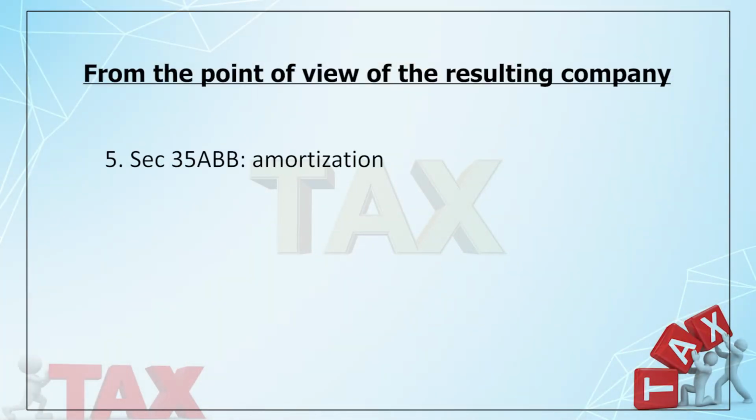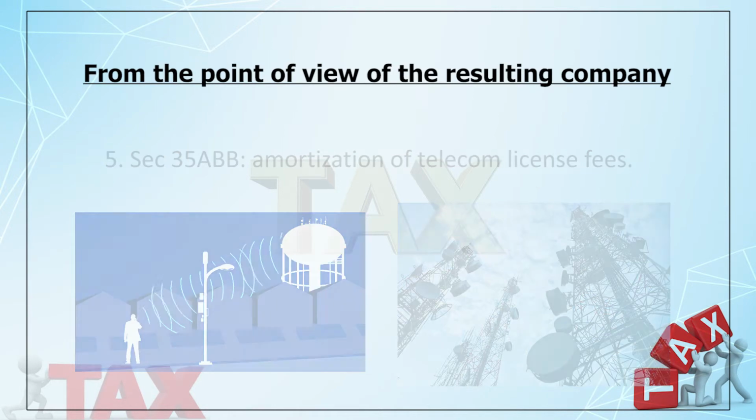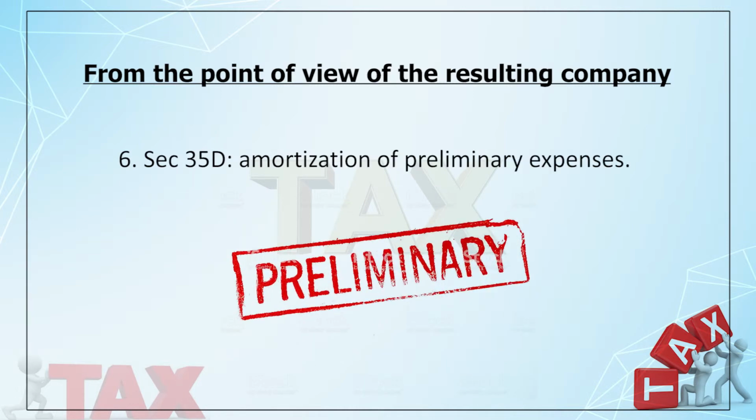Then 35ABB, amortization of the telecom license fees. Once again the formula is the same, the amount paid for the telecom license fees divided by the remaining life of the license. Now if it is enjoyed in part by the demerged company, the balance can be enjoyed by the resulting company, right? Then we have 35D, that is amortization of preliminary expenses. You know that the amortization period is 5 years. Once again the same provision, that is if it is enjoyed in part by the demerged company, the remaining part can be enjoyed by the resulting company.